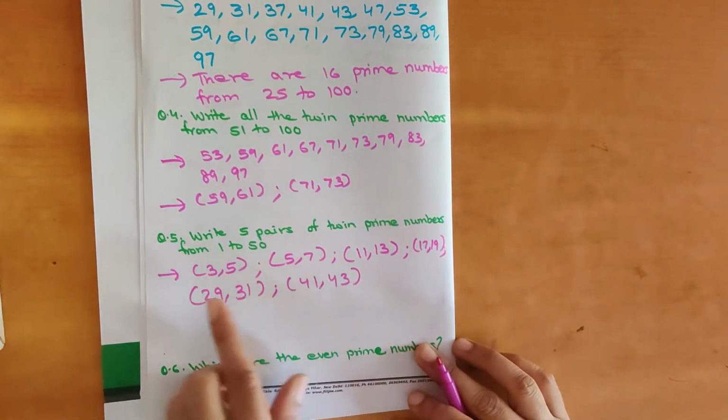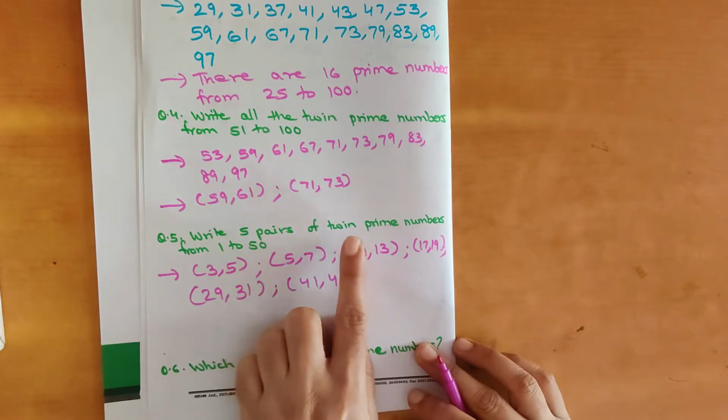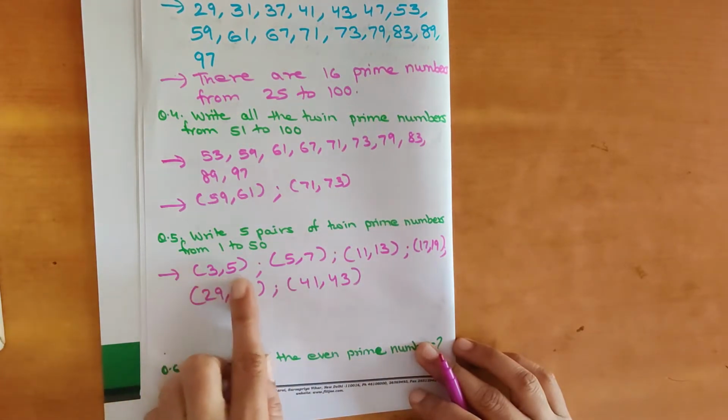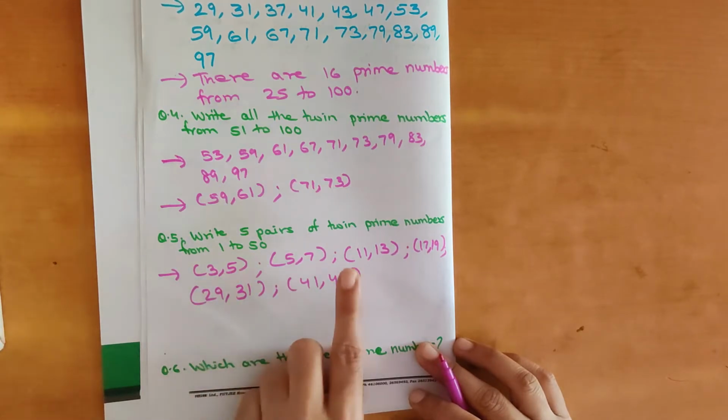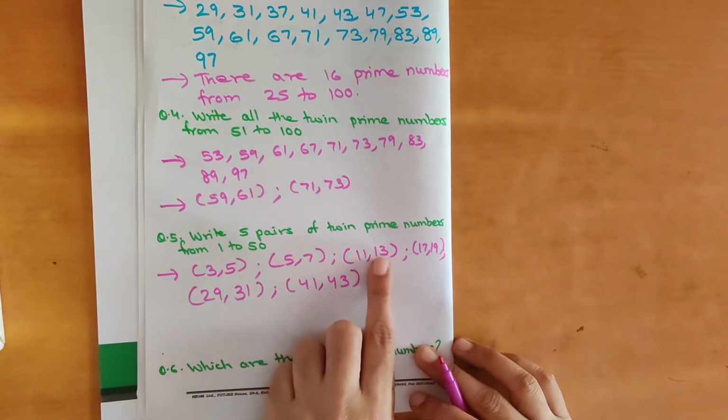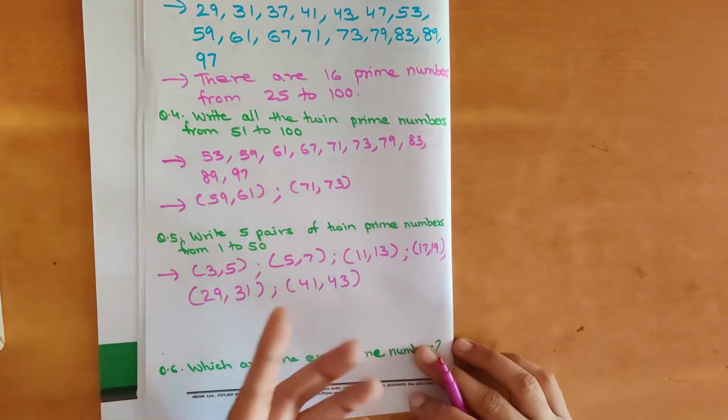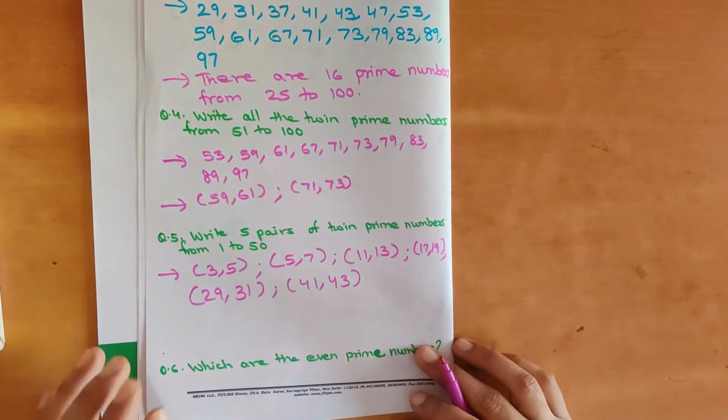So we got this. Once again I repeat, twin prime numbers means a pair of prime numbers whose difference should be 2. 5 minus 3, the difference is 2. 7 minus 5, the difference is 2. 13 minus 11, the difference is 2. So these are known as the twin prime numbers.